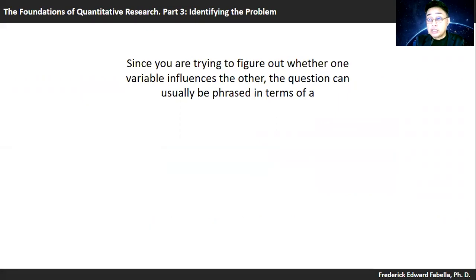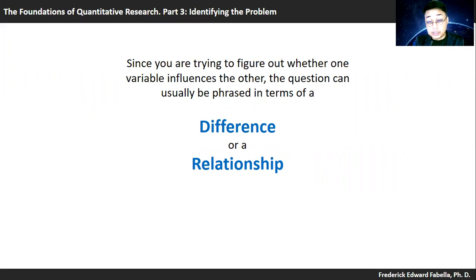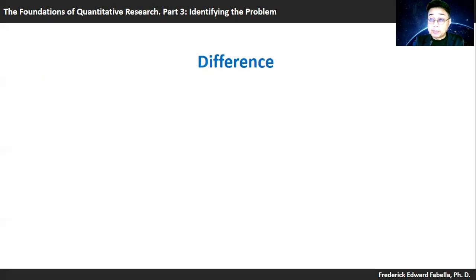Okay? So since you're trying to figure out whether one variable influences the other, the question can usually be phrased in terms of a difference or a relationship. So these are the basic forms of how you identify your problem. Now, let's discuss difference first.